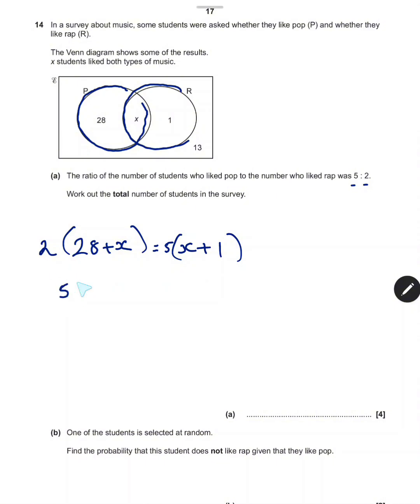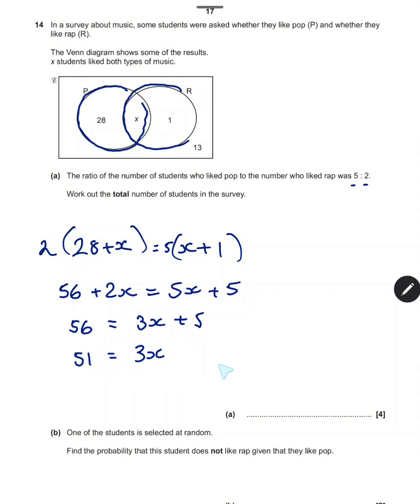2 times 28 is 56. 2 times x is 2x. And that's the same as 5 times x is 5x. 5 times 1 is 5. Solve this by taking away 2x from both sides. You're left with 56 equals 3x plus 5. Take 5 from both sides. 51 equals 3x, and divide 51 by 3, you get x equals 17.